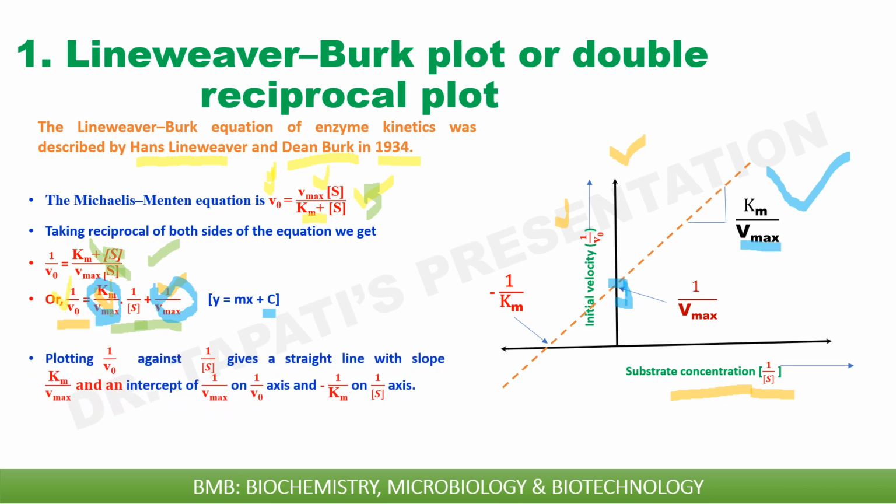So again I am telling that plotting 1 by V0 against 1 by substrate concentration gives a straight line, with slope Km by Vmax and an intercept of 1 by Vmax on the 1 by V0 axis, and intercept on the 1 by S axis, that is minus 1 by Km.